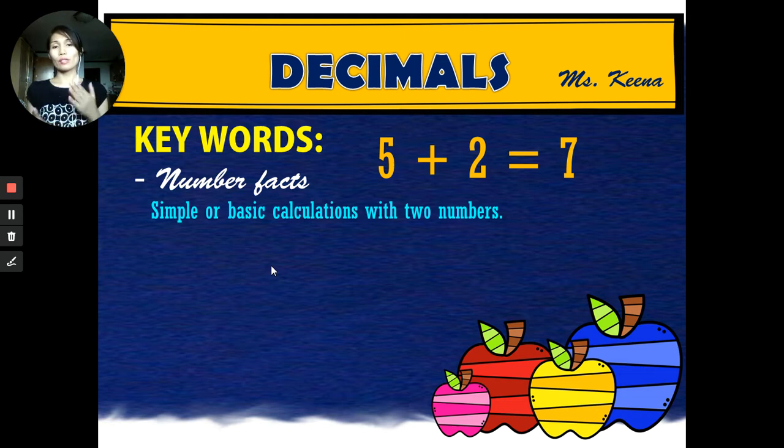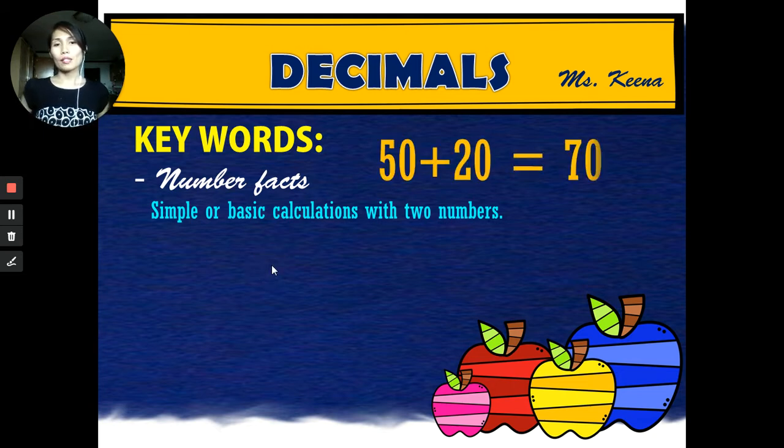What if we use this 5 plus 2 equals 7 with a number 10 times greater? So since we make this number 10 times greater, that means we will multiply it by 10. So we'll simply add a 0 to each of these digits. So that will be 50 plus 20 equals 70. So remember the number fact that we have is 5 plus 2 equals 7, right?